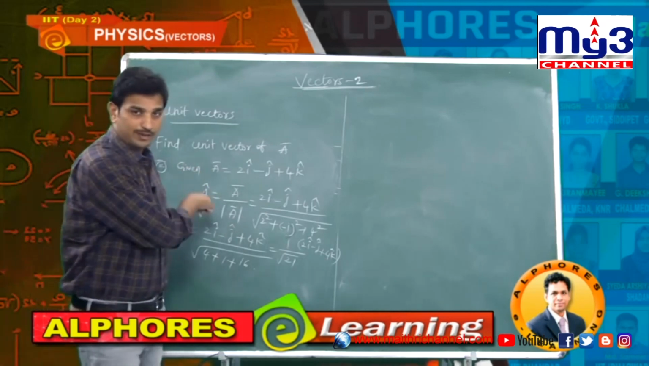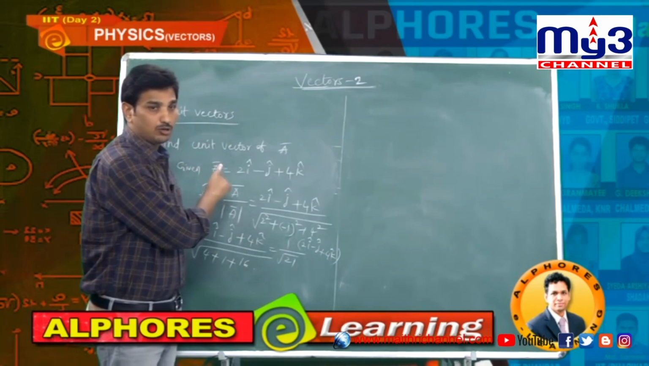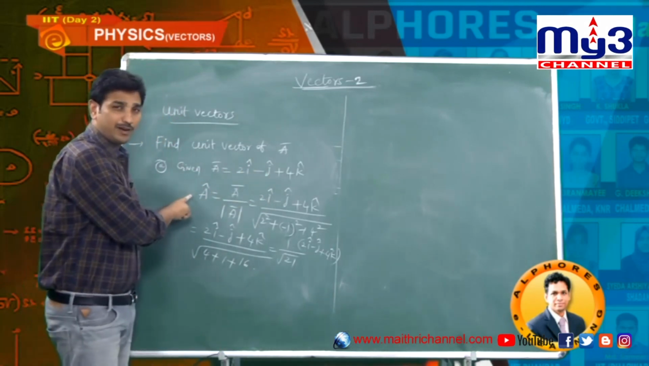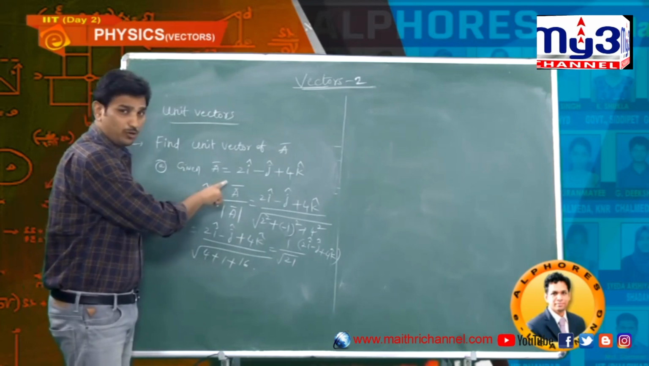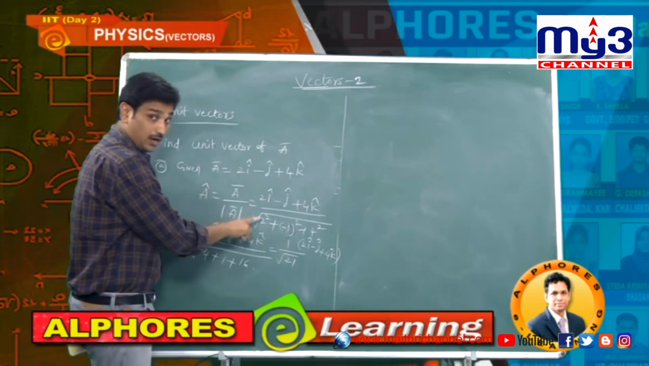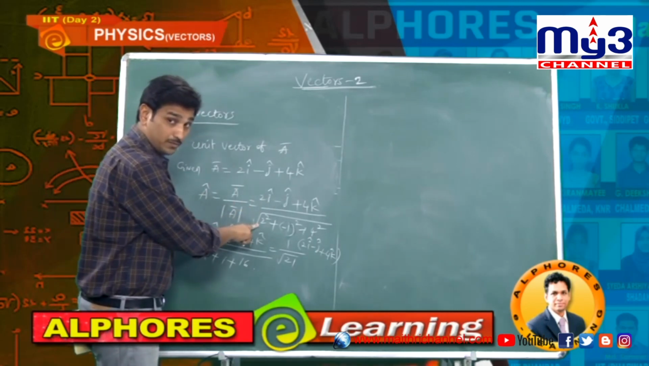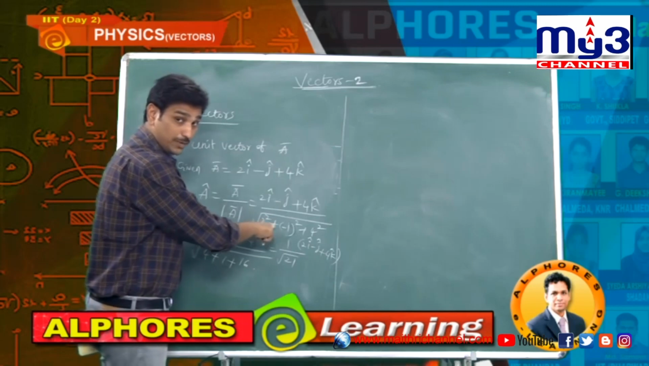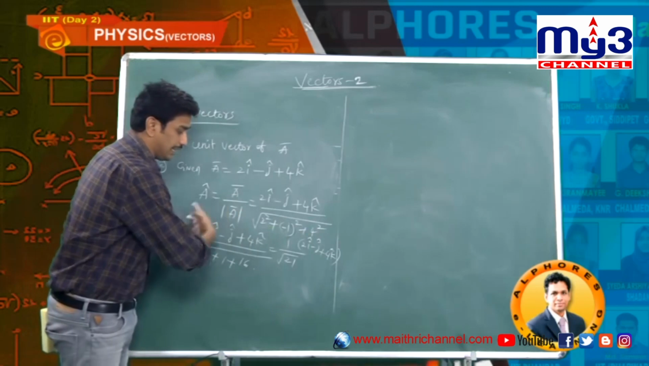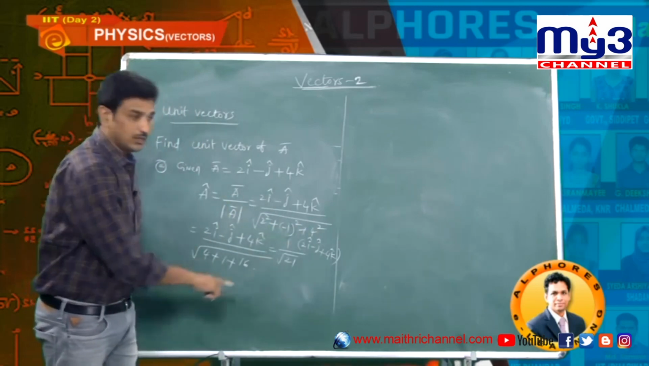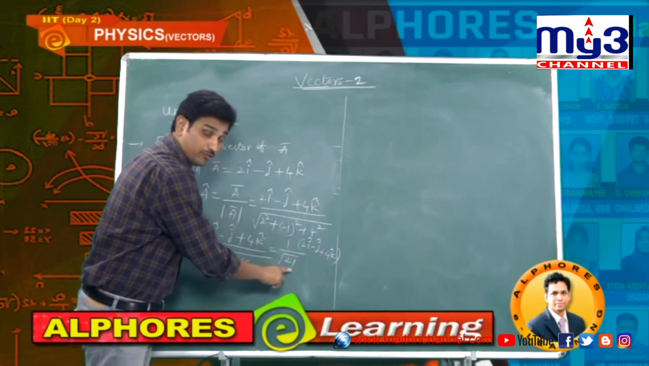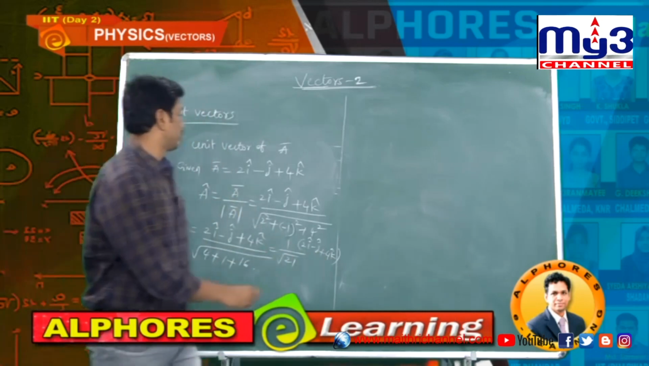What I have given in the question, A bar is equal to 2 I cap minus j cap plus 4 k cap. I just applied the formula, nothing else I did here. A cap is equal to A bar by mod A bar, substitution. Mod A bar, you already know how to calculate: root of I cap coefficient whole square plus j cap coefficient whole square plus k cap coefficient whole square. Finally, after simplification we got the answer 2 I cap minus j cap plus 4 k cap divided by under root of 21. Now one more.